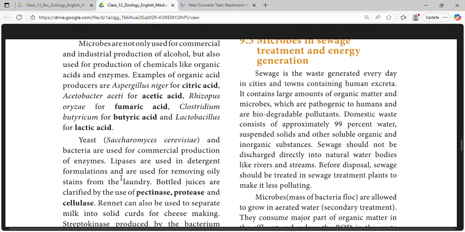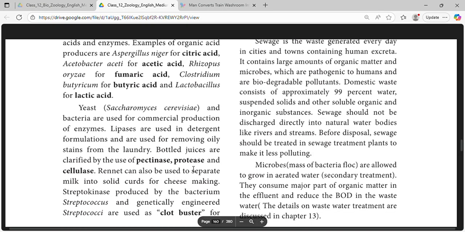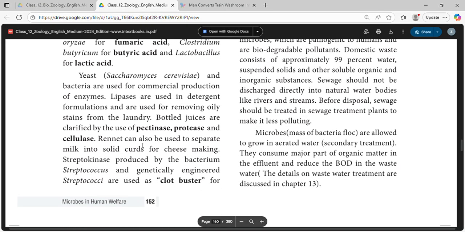Lipases are used in detergent formulations for removing oily stains from laundry. Bottled juices are clarified by the use of pectinase, protease, and cellulase. Rennet can also be used to separate milk into solid curds for cheese making.